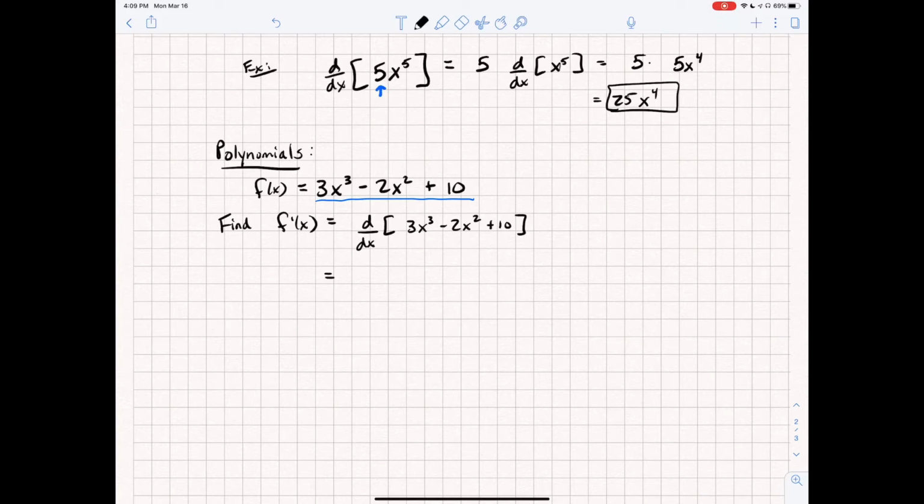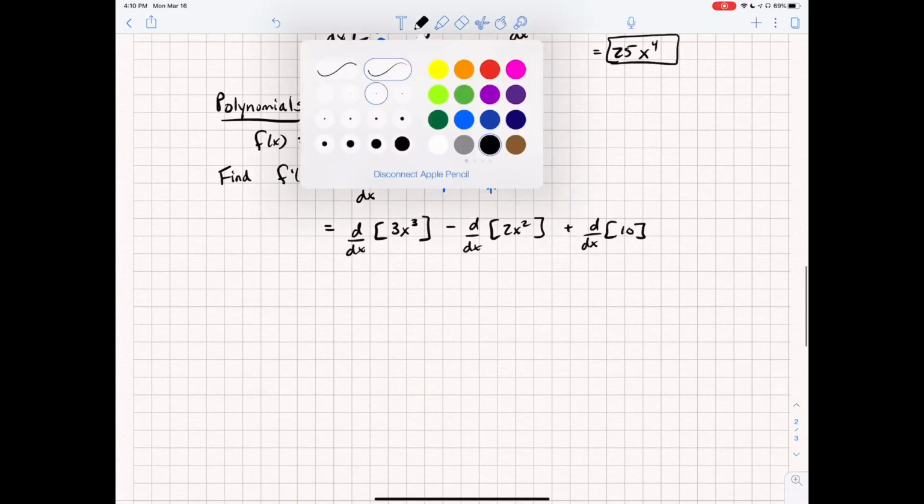But just to walk through it again, when I'm taking the derivative of this overall thing, because of the addition and subtraction rule, I'm allowed to break this up into 3 individual derivatives. The derivative of 3x to the 3rd minus the derivative of 2x squared plus the derivative of 10. And now I'm going to go through and derive these 3 individual pieces.